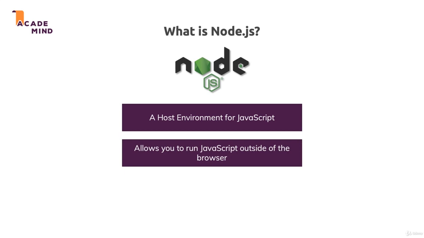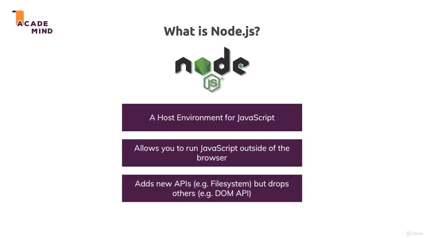And of course, that means that some APIs were dropped. For example, we no longer can interact with the DOM if we're writing Node.js code because we don't execute the JavaScript code in a browser environment, and therefore there is no DOM. But new APIs are available.